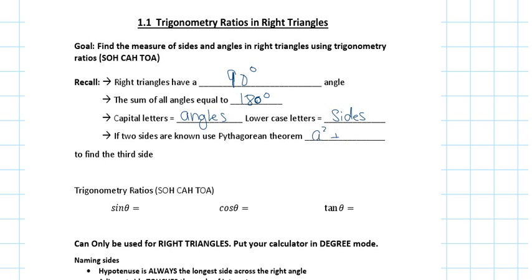And then remember there are 3 versions of it. This is one of the versions. The other version is if you're looking for the other sides, not the hypotenuse, which is a squared equals c squared minus b squared, or b squared equals c squared minus a squared.